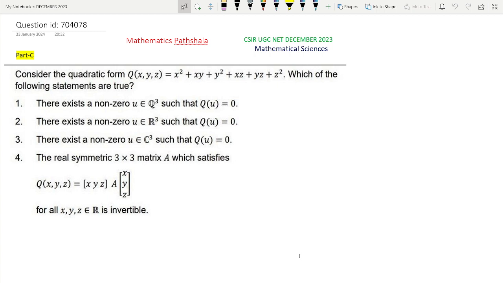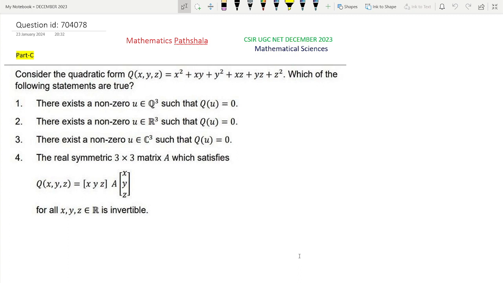This is a problem of CSIR NET December 2023 Mathematical Sciences. This is a problem of linear algebra part C. The question ID is 704078. So to solve this question, first we read the question.